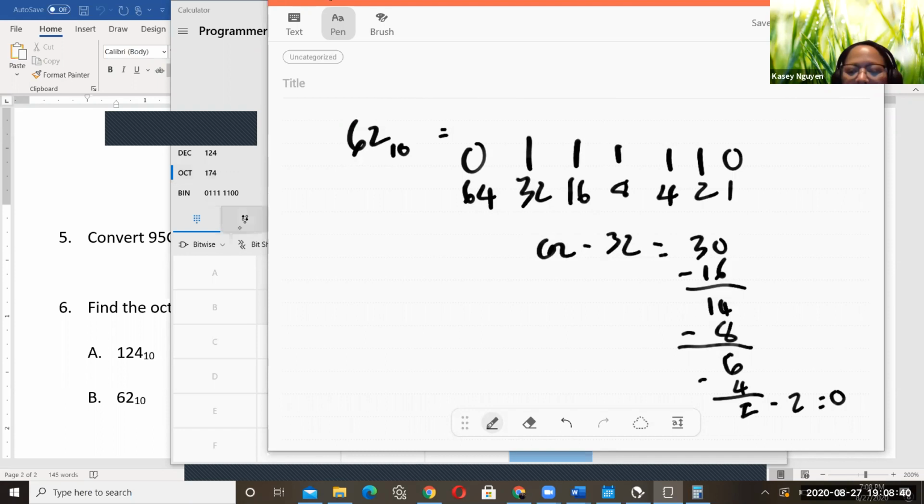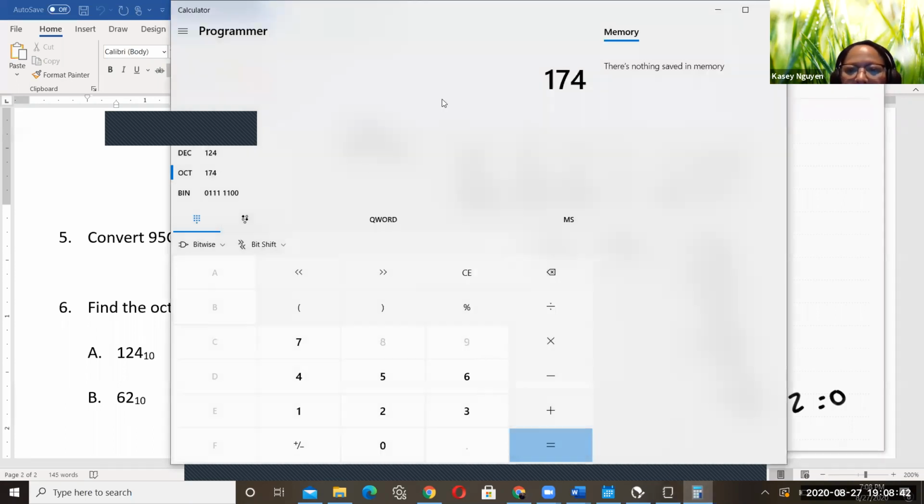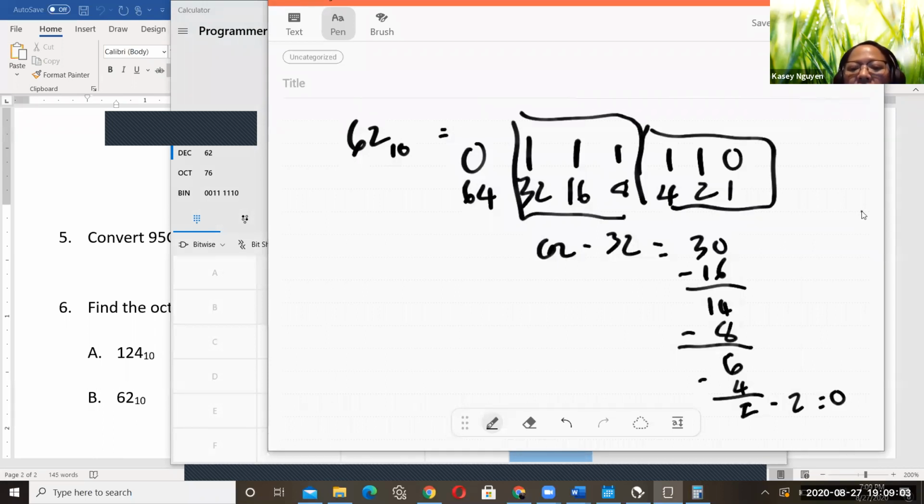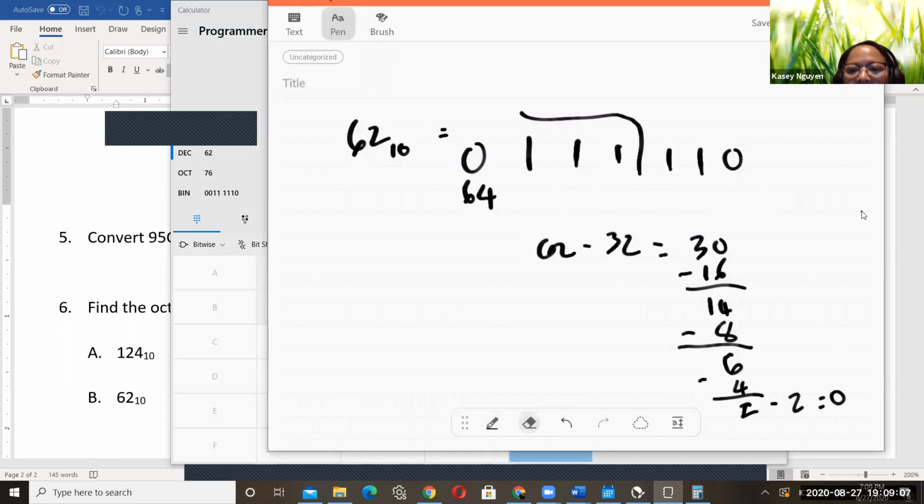Okay, now let's look at the representation from the calculator. So if we have 62 in decimal, our octal is 76. Okay, do you see 76 here? But you cannot look at this number now. Okay, I want to erase this.